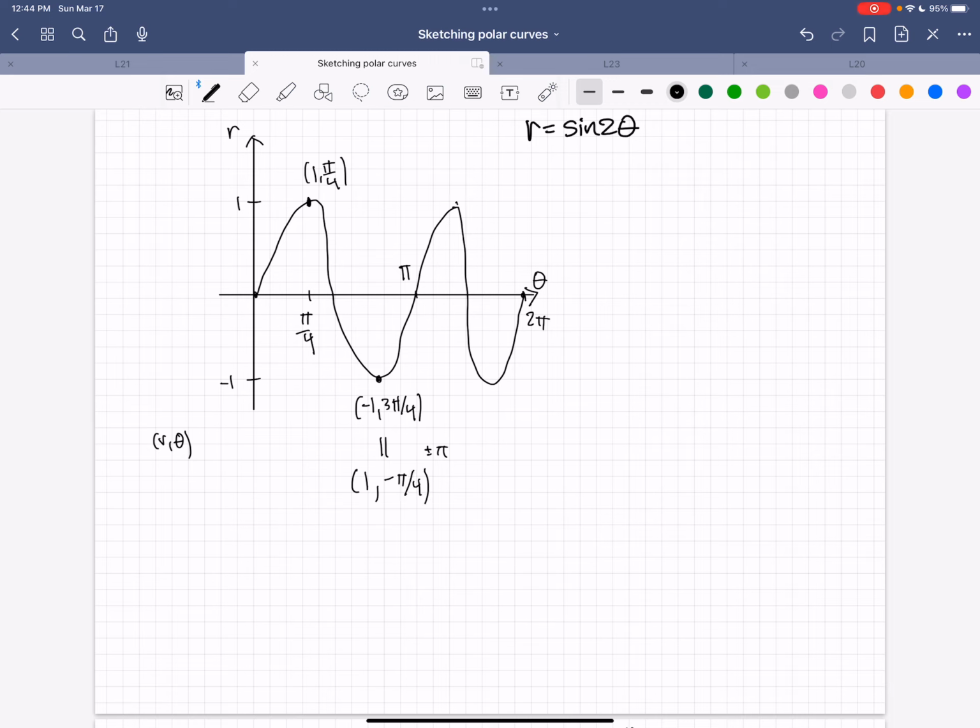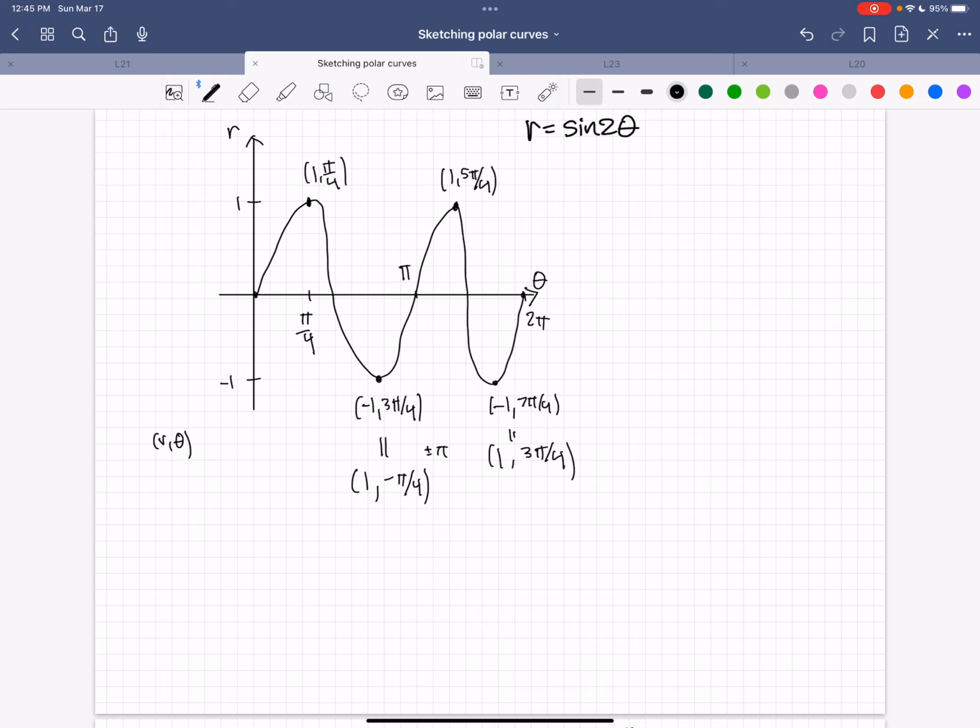Let's get some other points. This one happens at 5 pi over 4. And then this one is -1, 7 pi over 4, which again, we can use the same sort of trick. And we get that this is 1, 3 pi over 4.